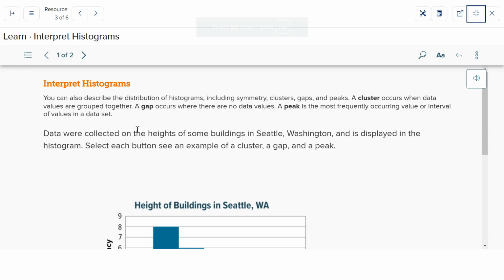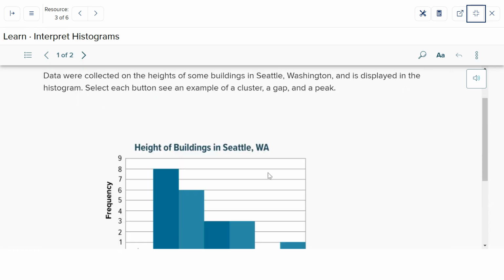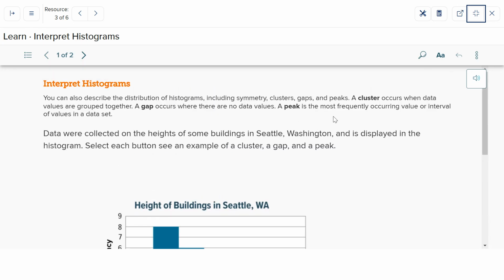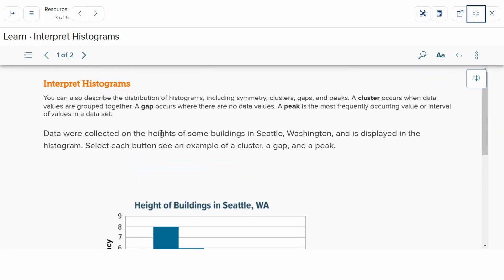All right, interpret histograms. You can also describe the distribution of histograms using symmetry, but also we have some other vocab words here for us: clusters, gaps, and peaks. A cluster occurs when data values are grouped together. A gap occurs where there are no data values. So like this is a gap right here. And then a peak is the most frequently occurring value or interval of values in the data set. So that's going to be like the highest bar that you have.